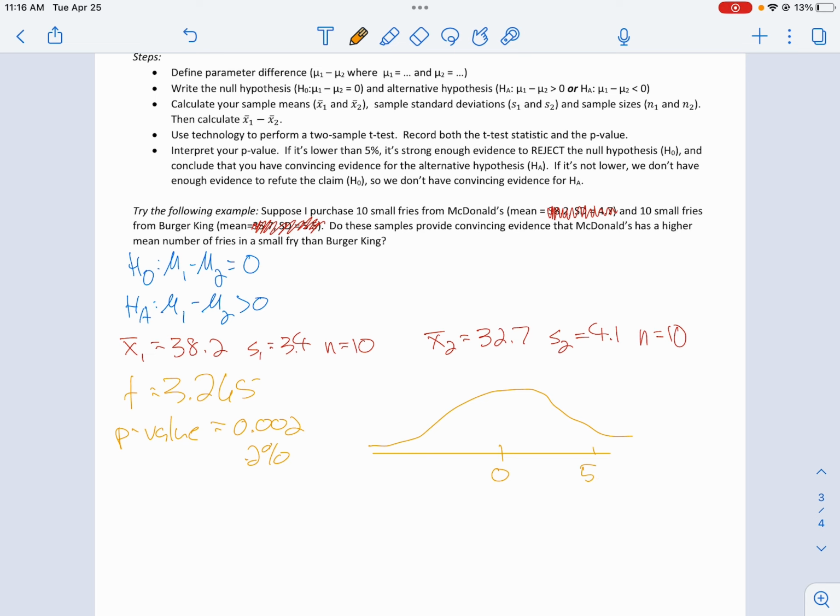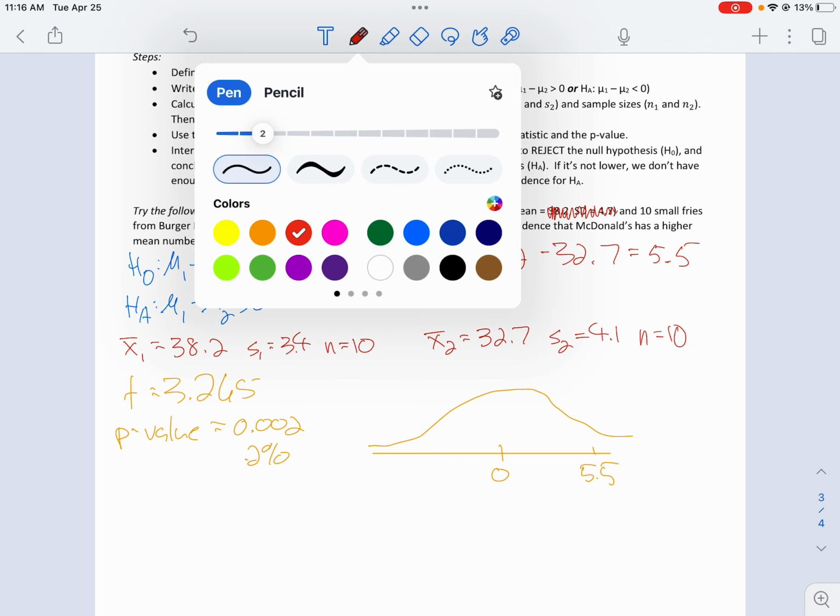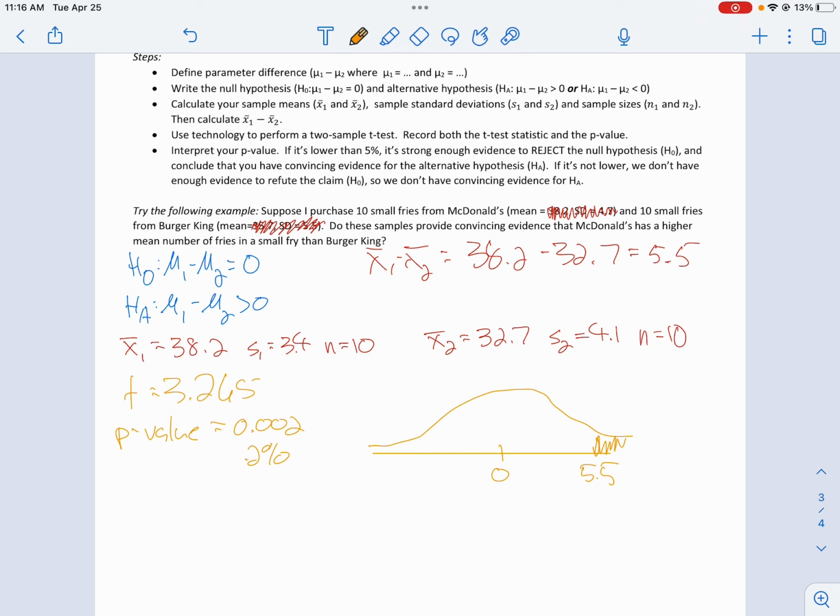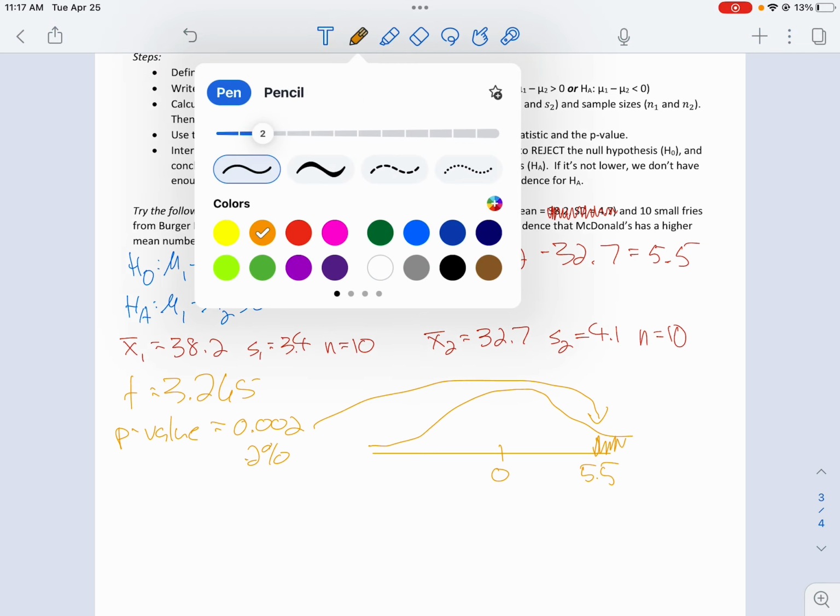We had a 5.5, which let me show that real quick. All right, so 38.2 minus 32.7 gives us that 5.5. So that's what we saw there. And we want greater than, so that's the shaded area. So that shaded area, if we ran a bunch of simulated trials, would include 0.2% of the total data in that curve, meaning that the probability of getting 5.5 is 0.2%, and that is also the probability that our H0, our null hypothesis, is true, and that's a pretty low percentage.